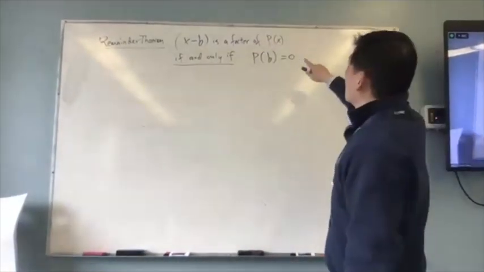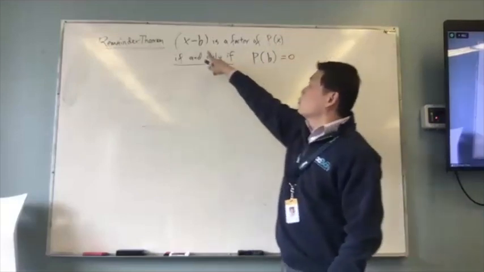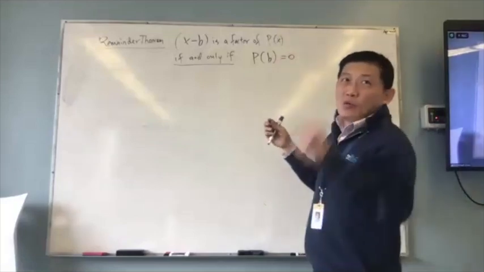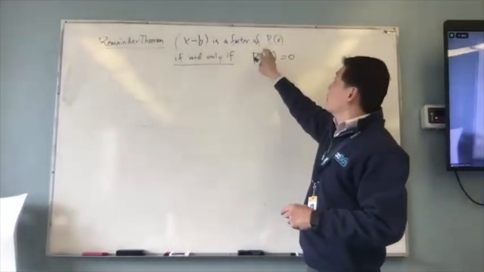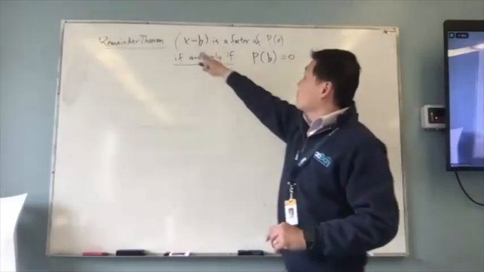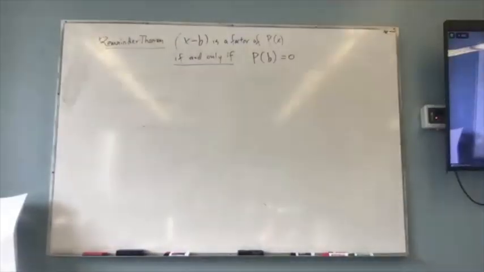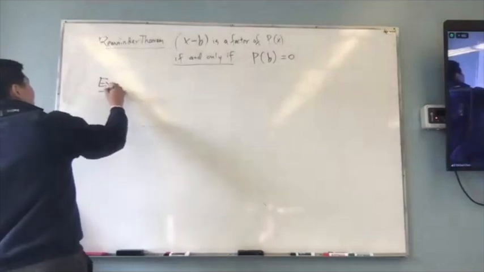Very simple idea, right? P of x is a polynomial function, and b is any number under the sun. But there could be a number that if you put it into the x, this whole thing becomes 0. And if that's the case, then x minus that number becomes one of the complete factors of that whole polynomial. What do I mean by that? Let's just use an example to discuss this, right?